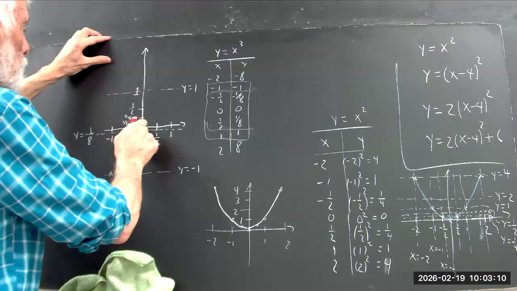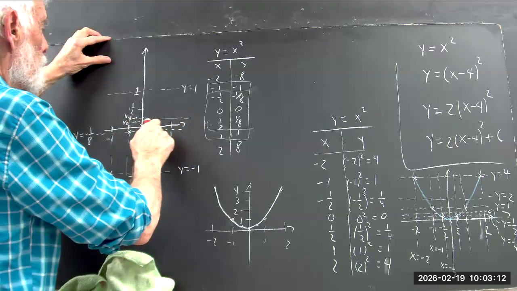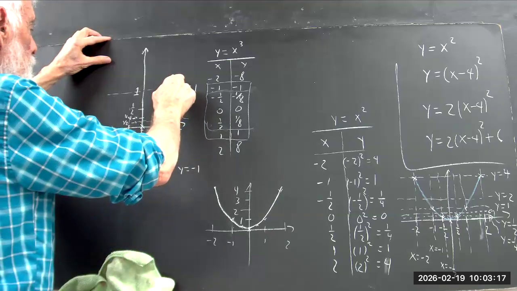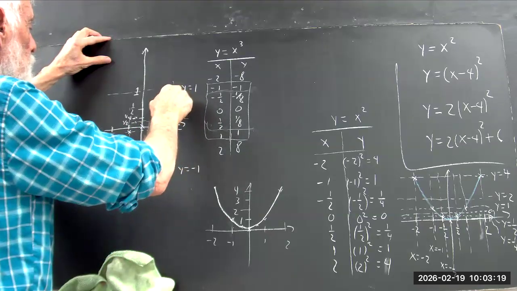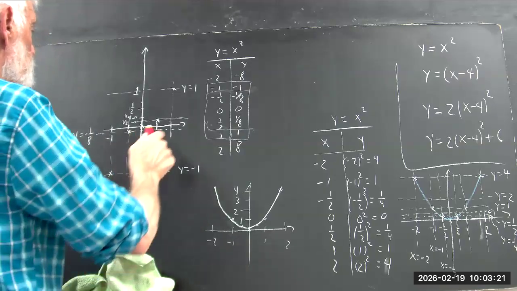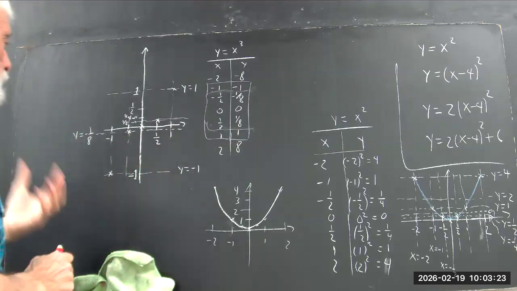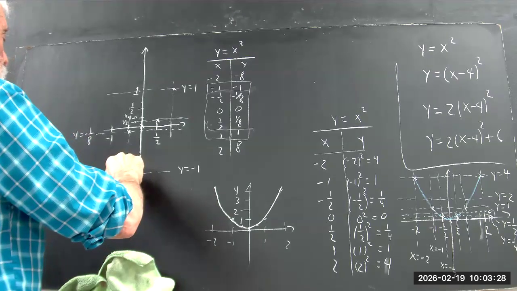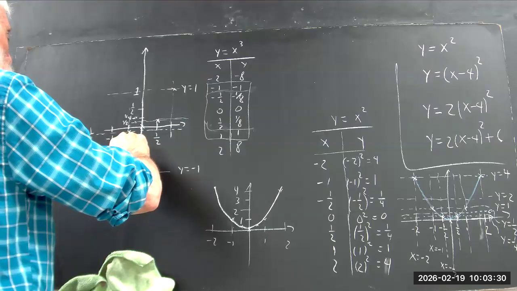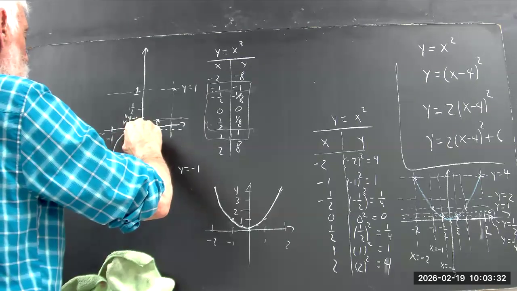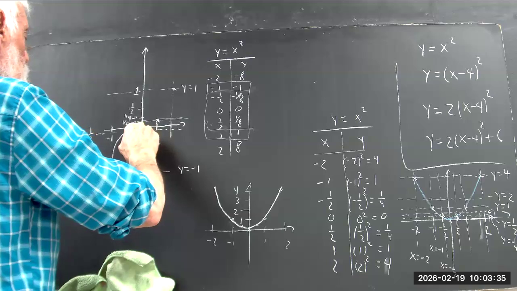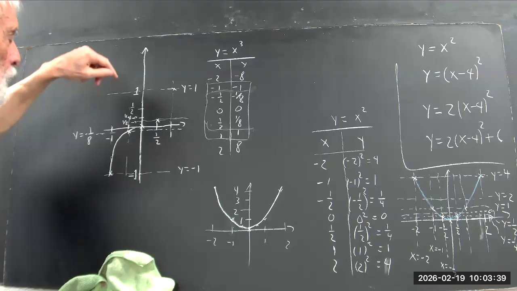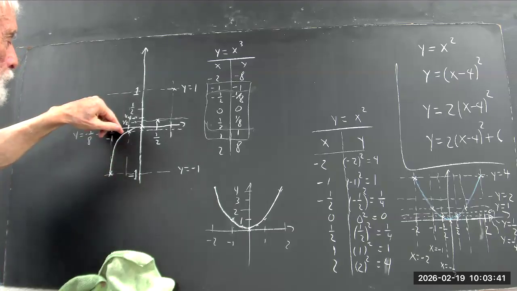Then when x equals 0, y equals 0. When x equals 1/2, y equals 1/8. So I've got a point down here. And when x equals 1, y equals 1, I locate those points on the graph. Now I connect them with a smooth curve. That smooth curve comes up very steep, and then it comes through the point where x equals negative 1/2 and y is 1/8.